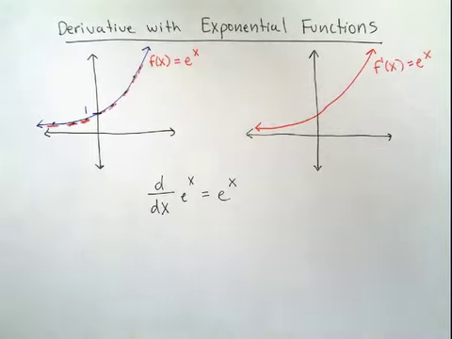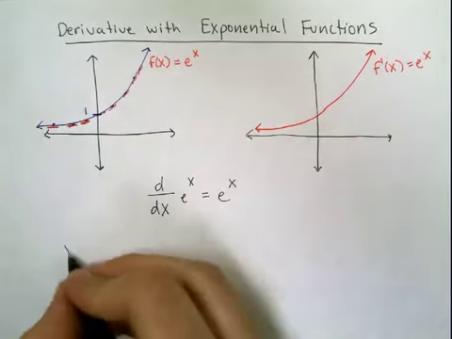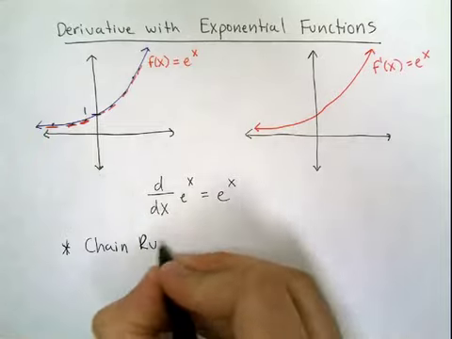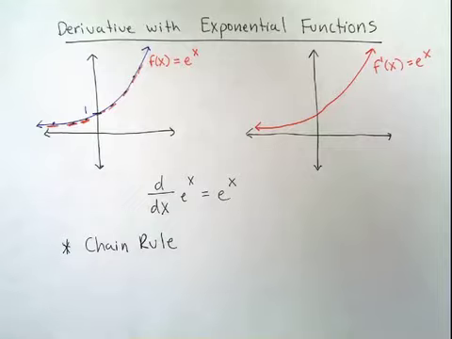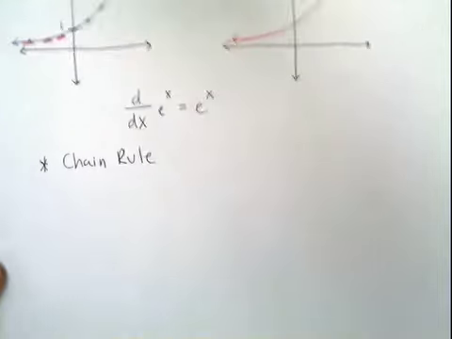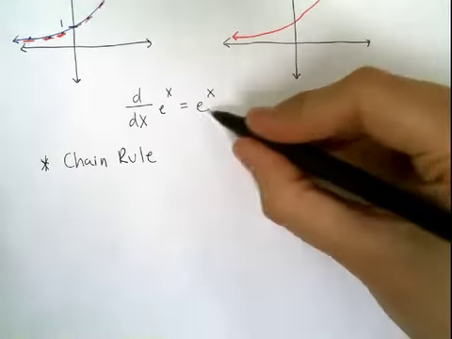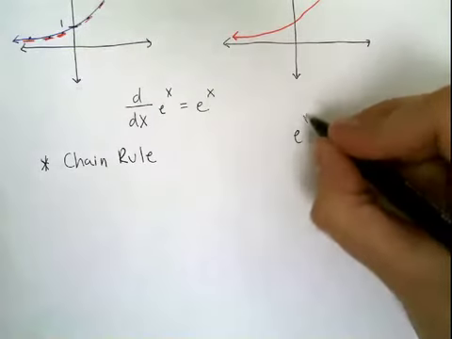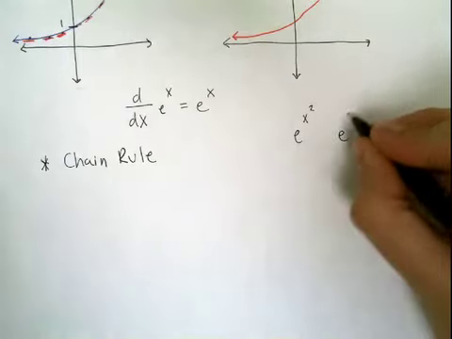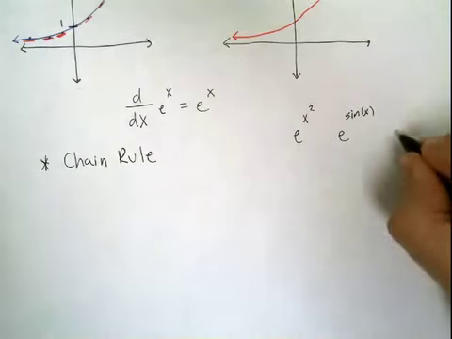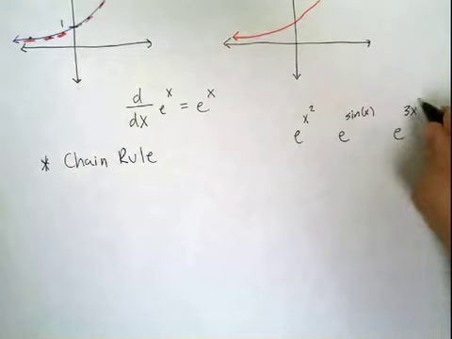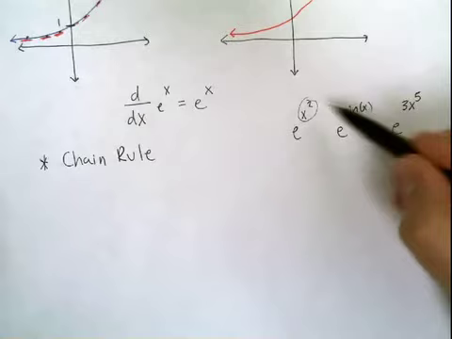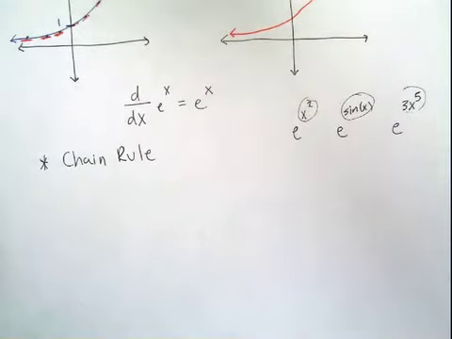There's a chain rule part of this that's going to come into play. So that's what we're going to focus on today, is this chain rule piece. And the chain rule for exponential functions really has to do with, what if it's not e to the x? What if it's e to the x squared, like this? Or e to the sine of x? Or e to the 3x to the 5th power. The second I start changing this power, I've got to use the chain rule.